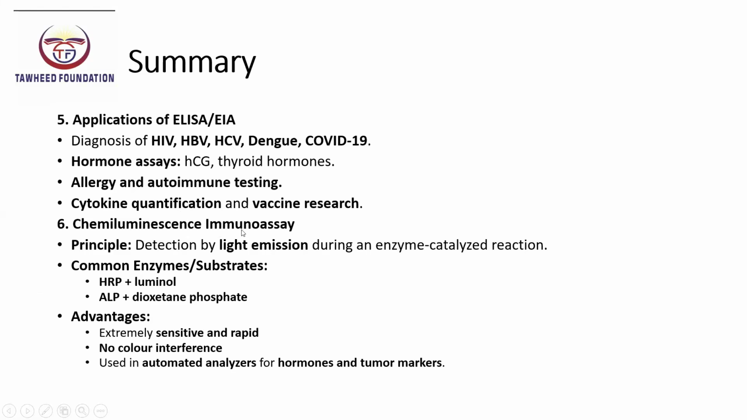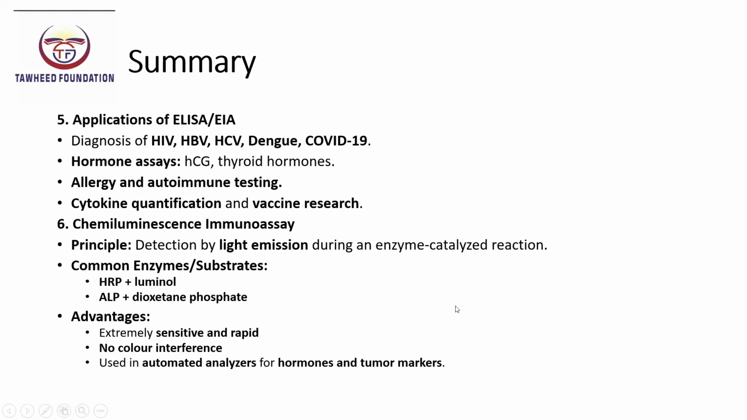Chemiluminescence immunoassay represents a more advanced method using light emission instead of color change. Enzymes such as horseradish peroxidase, HRP, or alkaline phosphatase, ALP, act on a luminogenic substrate, for example luminol, producing light measured by a luminometer. It is highly sensitive, free from color interference, and widely used in automated analyzers for hormone and tumor marker detections.